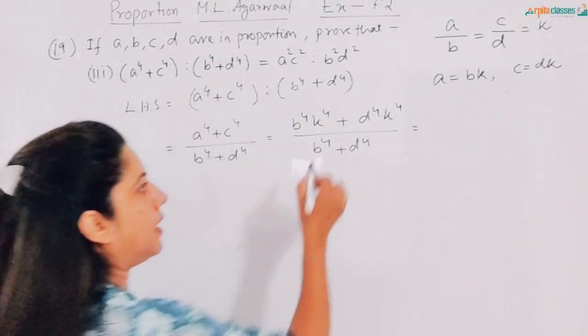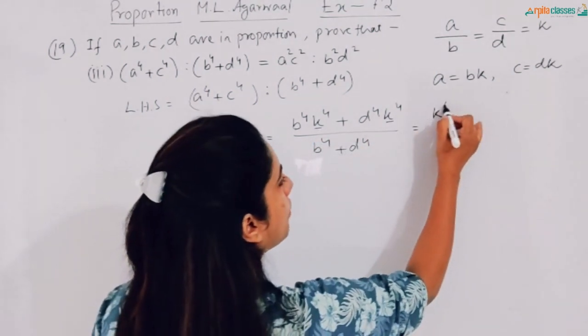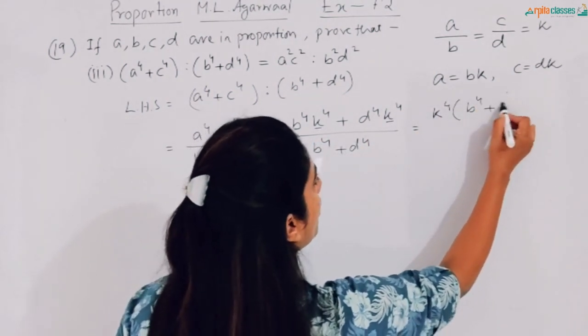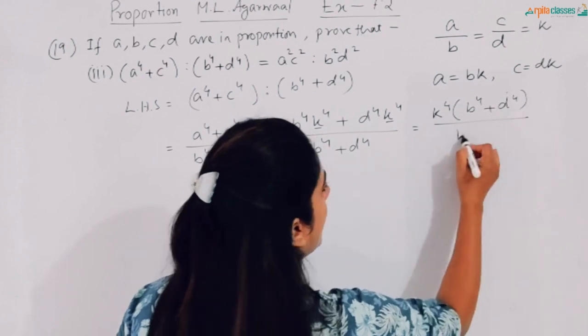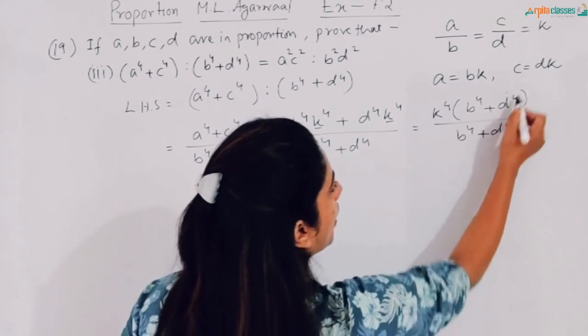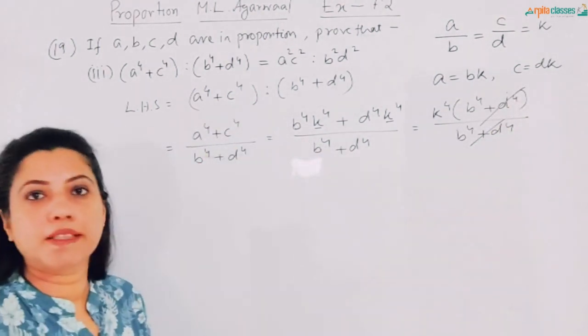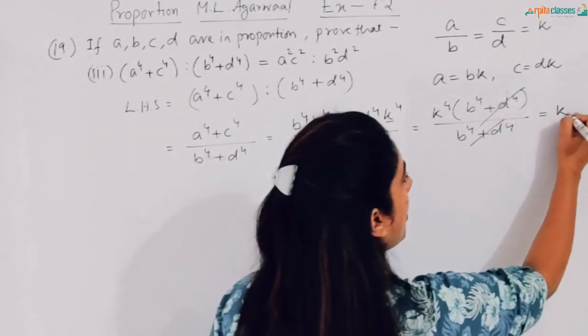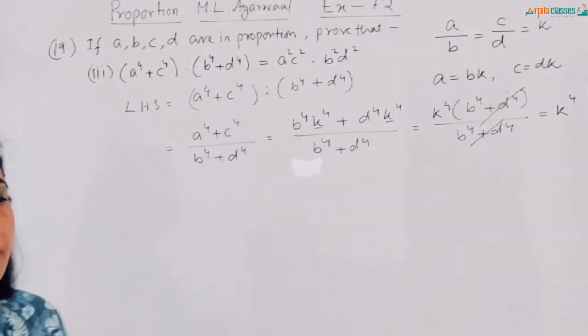From the numerator, we can take K^4 common. So if I take K^4 common, it is K^4(B^4 + D^4) divided by (B^4 + D^4). From this, B^4 + D^4 gets cancelled and we get K to the power 4. So this we get from the left hand side.